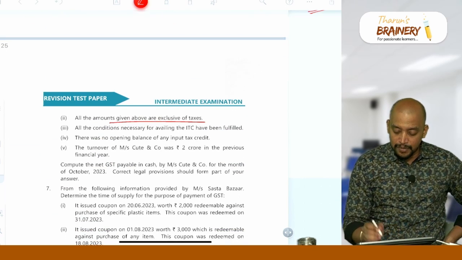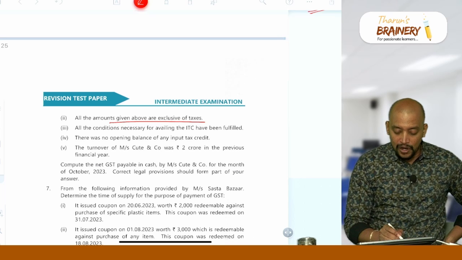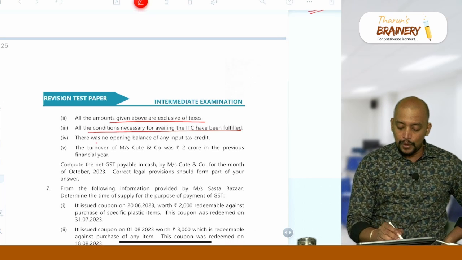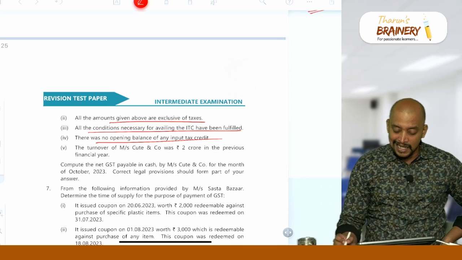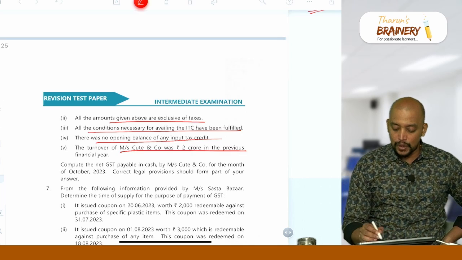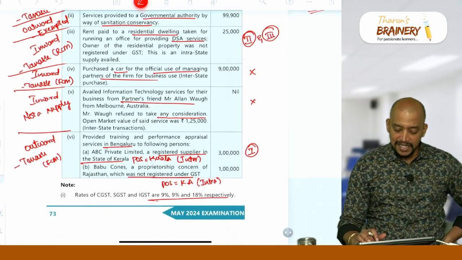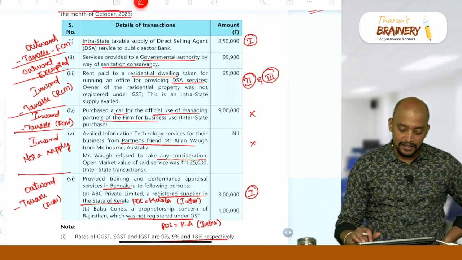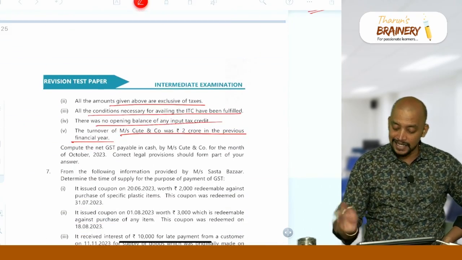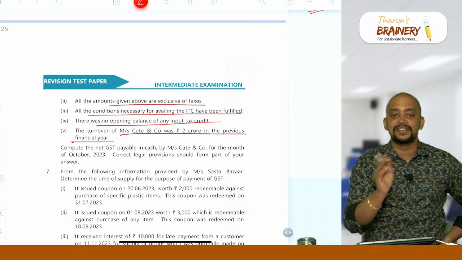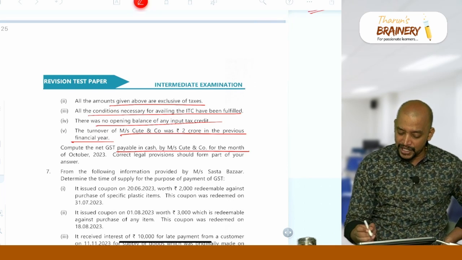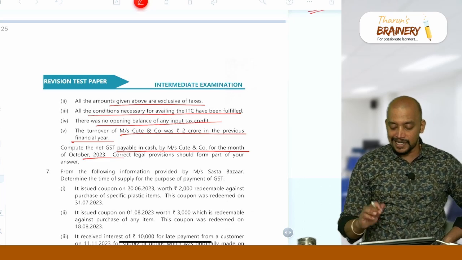All the amounts given above are exclusive of taxes. All the conditions necessary for availing ITC have been fulfilled. There was no opening balance of any input tax credit. The turnover of Messrs. Cute and Co was 2 crores in the previous year. Why they gave that? Actually it is irrelevant. It is not necessary. Okay, means their turnover during previous year exceeded the threshold limit. Compute the net GST payable in cash for October 2023.